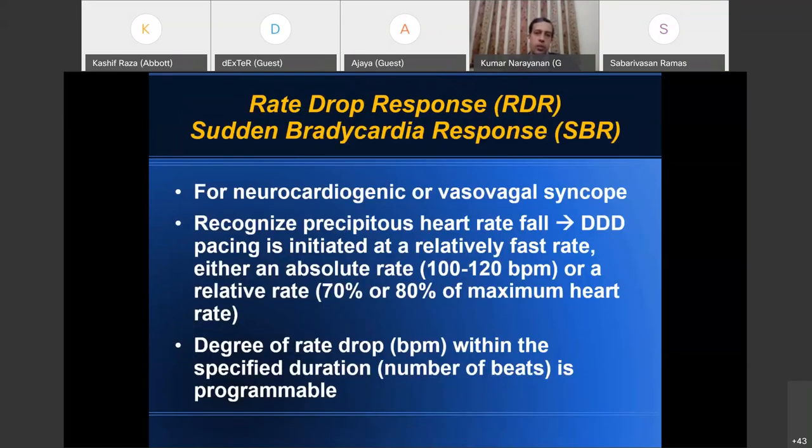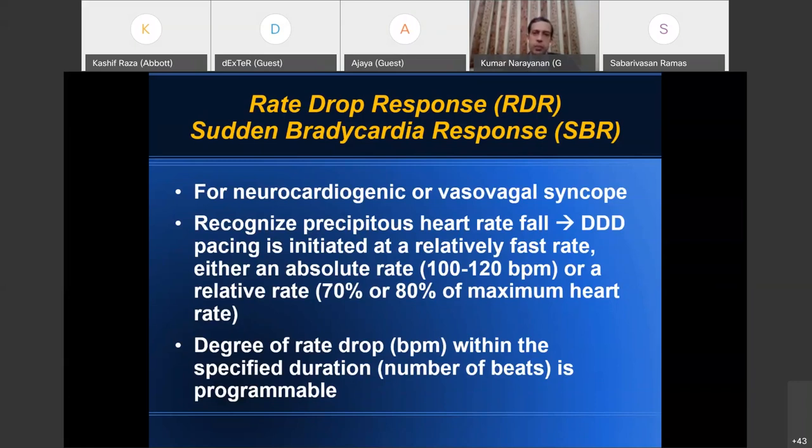So the next algorithm I want to talk about, which is not so commonly encountered, but some models of pacemakers will have it, is known as the rate drop response, RDR, or sometimes also called sudden bradycardia response, SBR. Now, this is an algorithm which is particularly useful when you are implanting a pacemaker for the indication of neurocardiogenic or vasovagal syncope. There are certain situations where you would implant a pacemaker for neurocardiogenic syncope if the episodes are very frequent, and especially if the response is of a cardioinhibitory type.